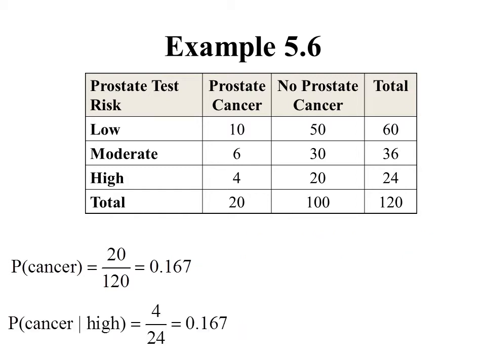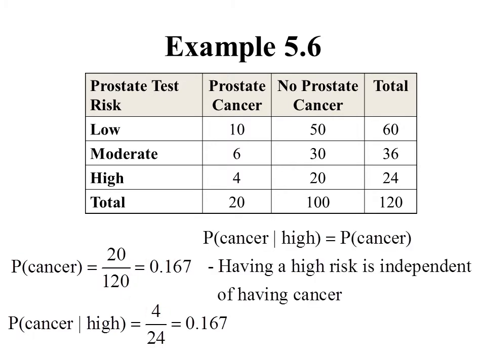One last conditional probability. Let's calculate the probability of having cancer given that you're in the high risk category. There's 24 guys in the high risk category. 4 of them developed cancer. 4 divided by 24 is 0.167. And again, we see that these two probabilities are the same. The probability of having cancer, given that you're in the high risk category, equals the probability of having cancer. So being in the high risk category did not affect your chances of getting cancer. Having a high risk is independent of having cancer.